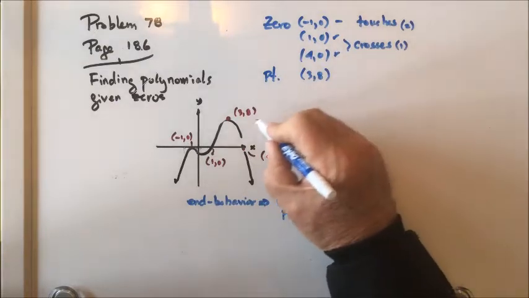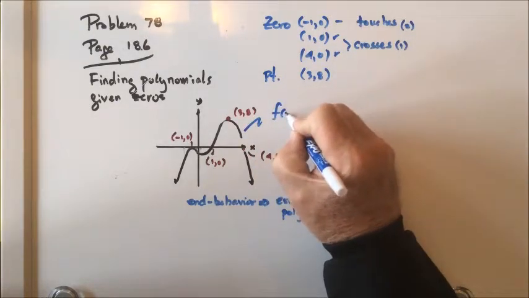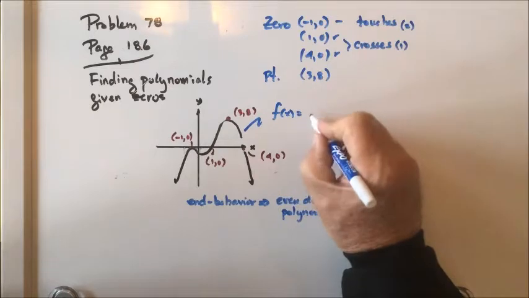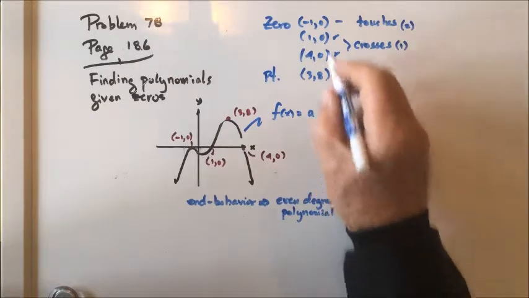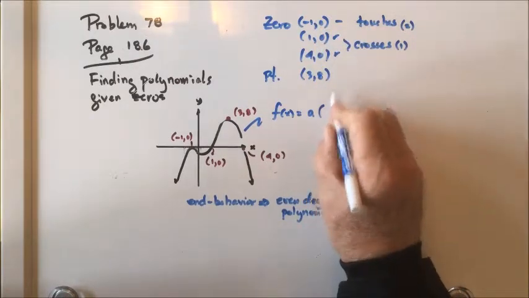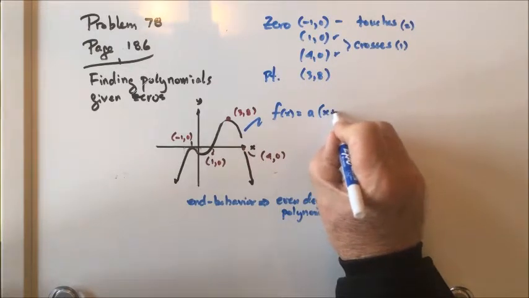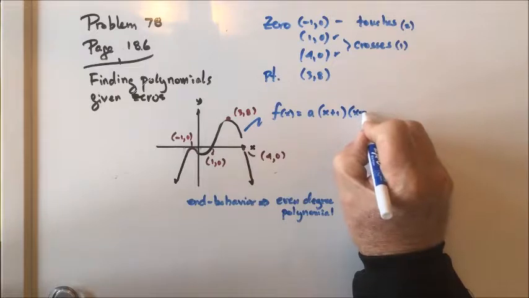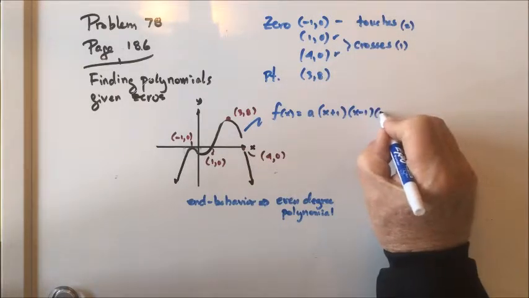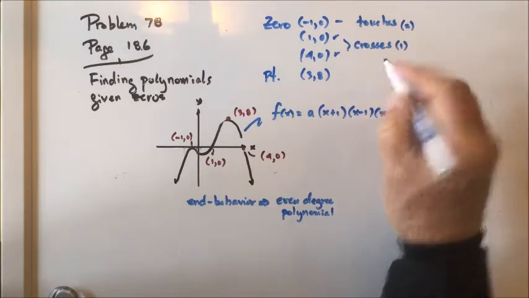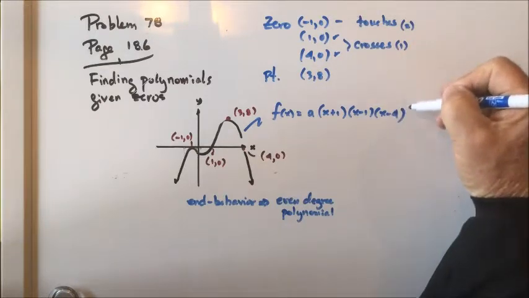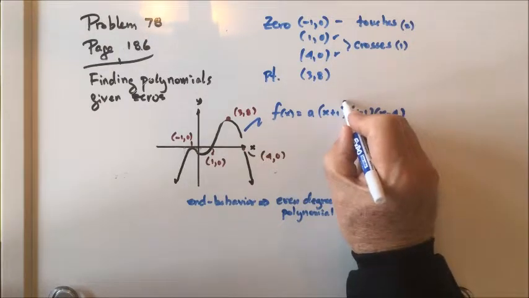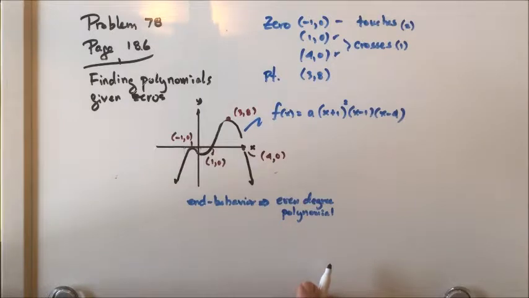And when we do that, then we can say that this function must be, I'm going to include the little scaling factor right there, a times (x plus 1)(x minus 1) and (x minus 4). And then I'm going to come back and fix the multiplicities, because I said these two have to have multiplicity 1. They do. This one needs to have multiplicity 2.